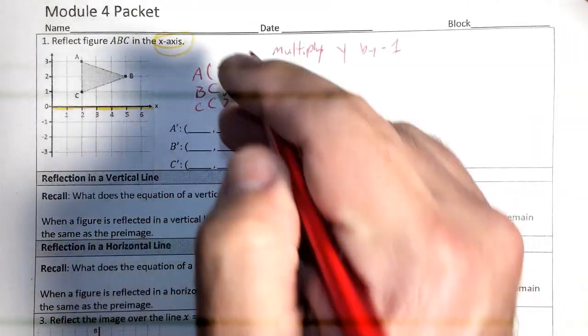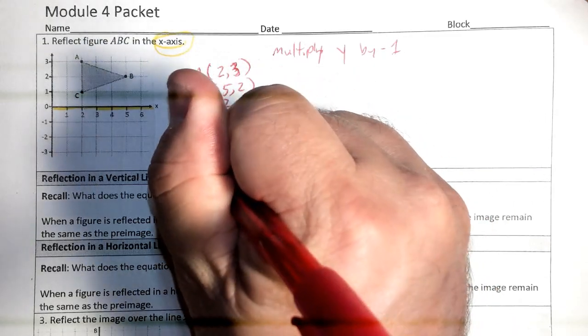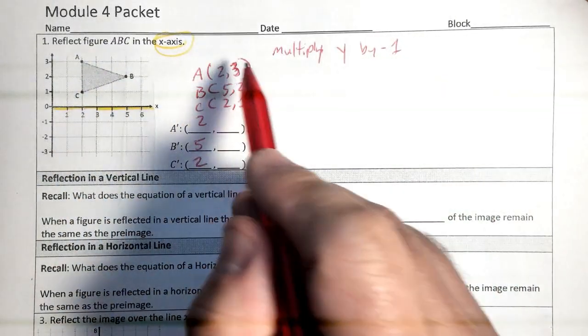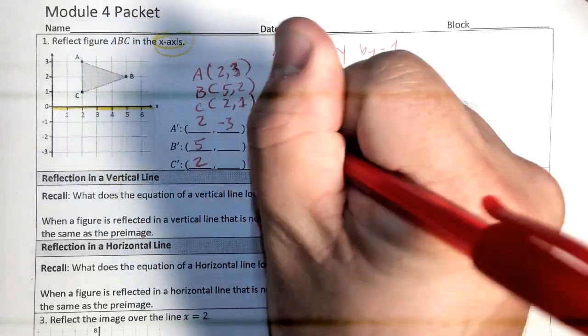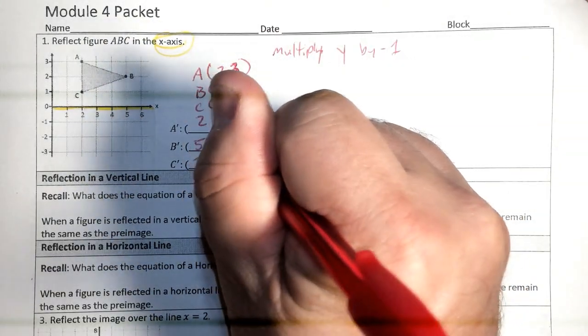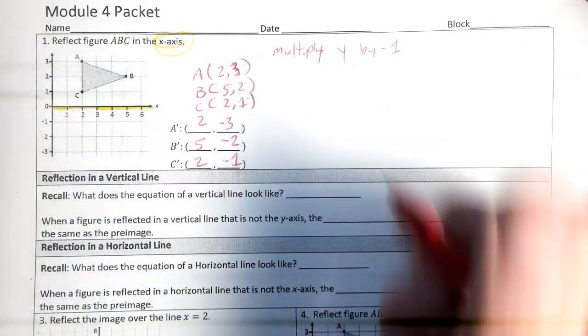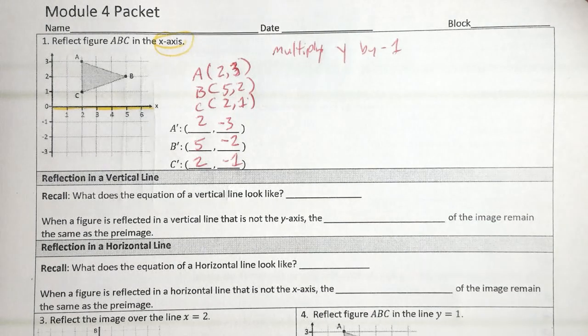So our x's stay the same. Our y's change. 3 times -1 is -3. 2 times -1 is -2. And 1 times -1 is -1. So let's draw this out.